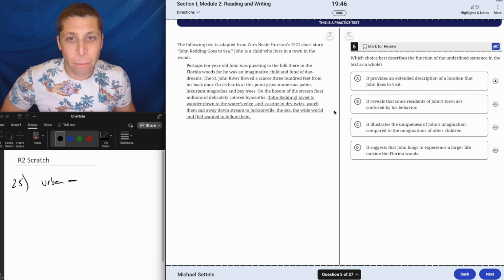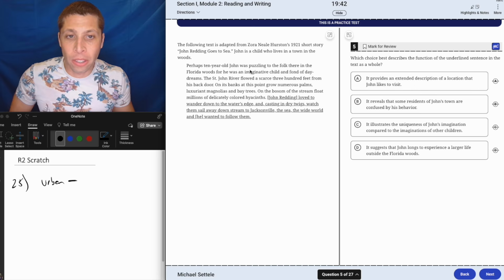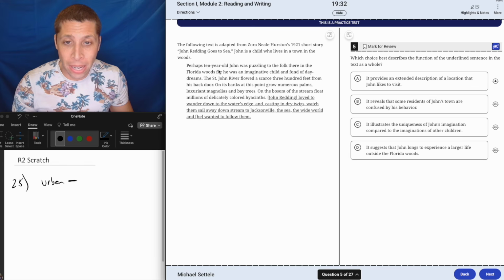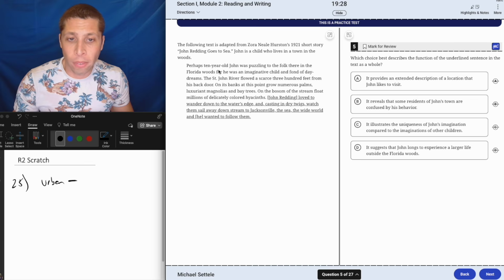Okay. Underline sentence. John as a child lives in the town in the woods. Perhaps 10-year-old John was puzzling to the folk there in the Florida woods, for he was an imaginative child and fond of daydreams. The St. John's River flowed a scarce 300 feet from his back door. On its banks at this point grow numerous palms, luxuriant magnolias, and bay trees. On the bosom of the stream float millions of delicately colored hyacinths. John Redding loved to wander down to the water's edge and, casting in dry twigs, watch them sail away downstream to Jacksonville to see the wide world. He wanted to follow them.